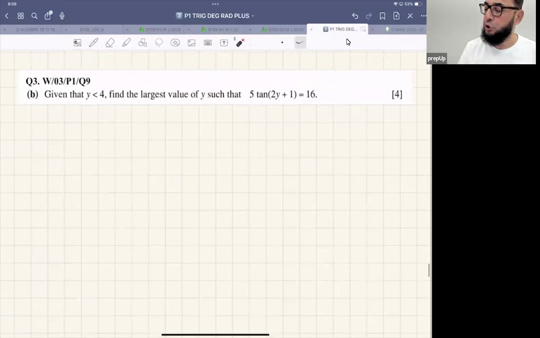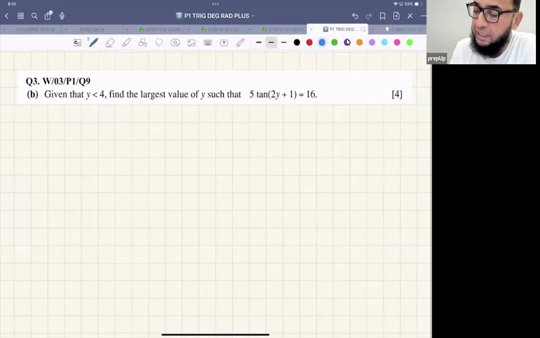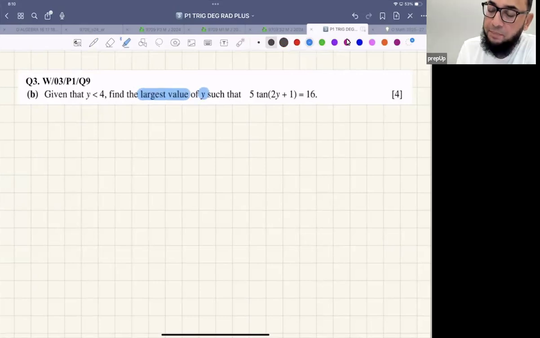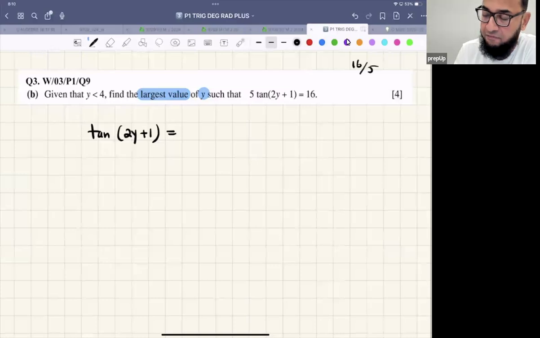Now, let's look at this question which you people were anxiously asking for. So let me just grab my calculator. It's in the radian form, and let's get started. Now the question says, the first question, find the greatest value of y such that 5 tangent, let me write directly, tangent 2y plus 1 is equals to 16 divided by 5.